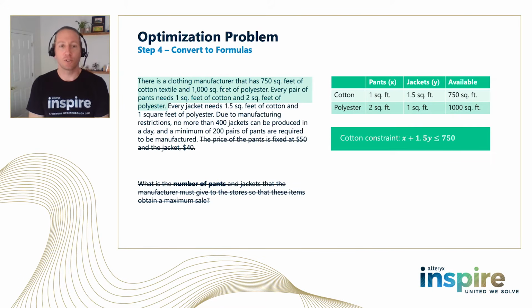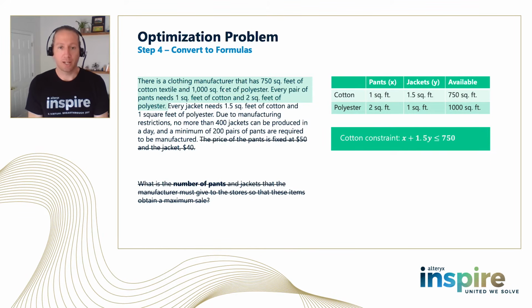If you look at the first row in the chart right above that cotton constraint that just appeared on the slide, it says cotton, and then it says 1 square foot underneath pants. That's where we get X. So that X in the cotton constraint, you could think of as 1X plus 1.5Y. We got the 1.5Y from, again, the first row of the chart above. We know that for every jacket we produce, it takes 1.5 square feet of cotton. So that's where we get 1.5 times Y, which is our jackets.